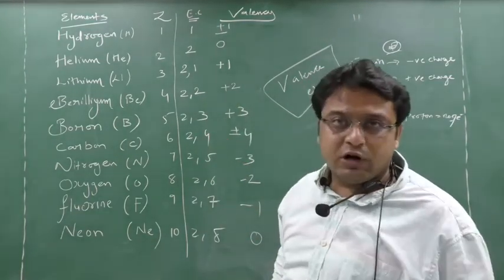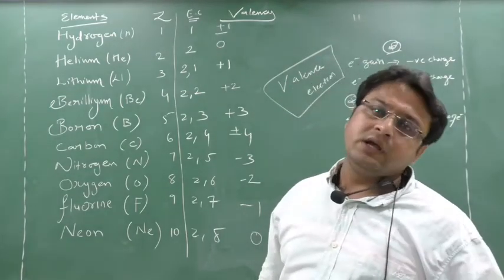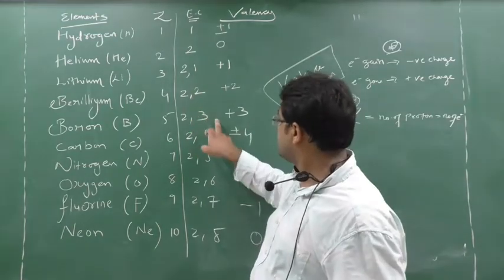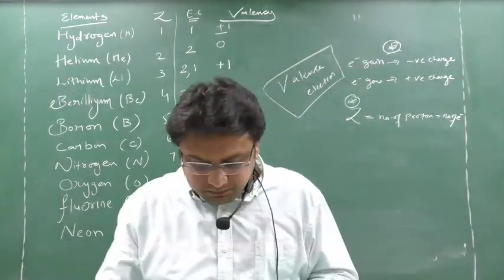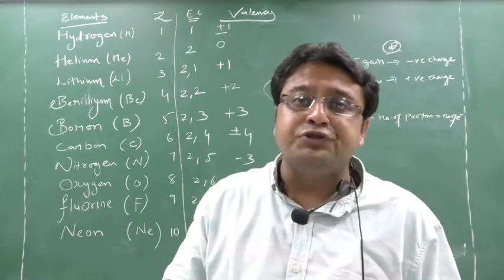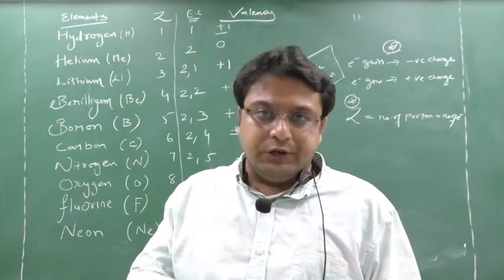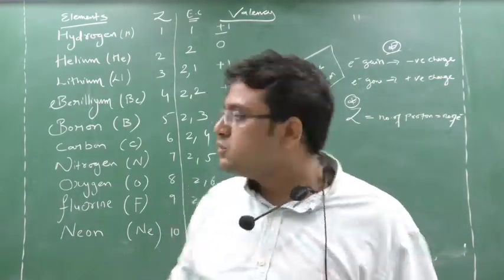So the number of electrons present in the last shell or outermost orbit are nothing but the valence electrons. So see how many electrons are there in the outermost orbit? 1. Here 2, here 3 and 4 and so on. What do you mean by valency? So what do you mean by valence electron? Valence electrons are the ones which are present in the outermost orbit. And what do you mean by valency?